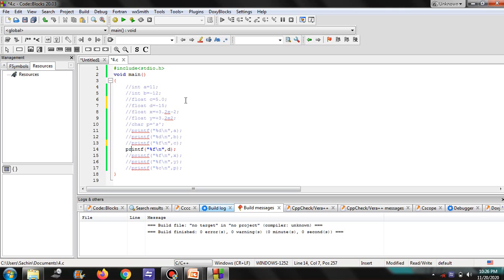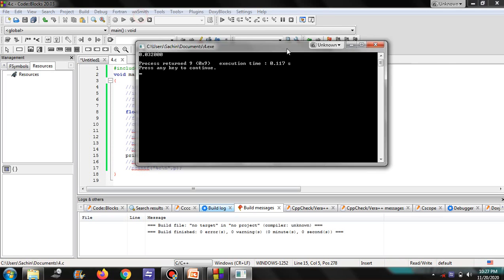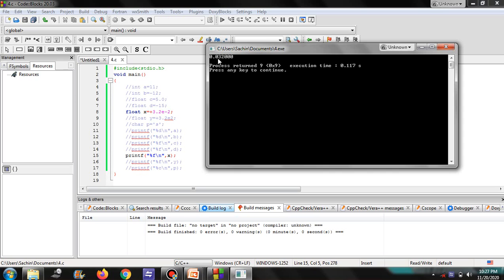So I'm going to hide this one and let's open the exponential form part. Okay, so let's hit the run button. What it shows is 0.032. Now what this means, float x equals plus 3.2 e to the power minus 2. That means we are going to divide 3.2 by 100. e to the power minus 2 means there are two zeros on one, that becomes 100. So if we divide this by 100, the decimal point for the first zero goes here, and then again it goes here for the second zero, so that becomes 0.032.